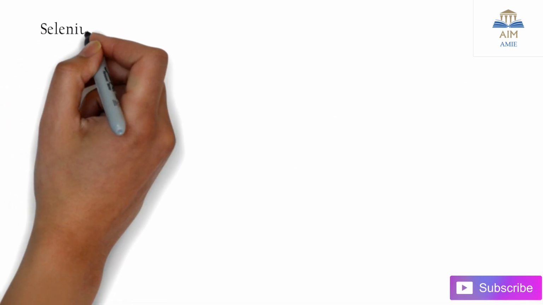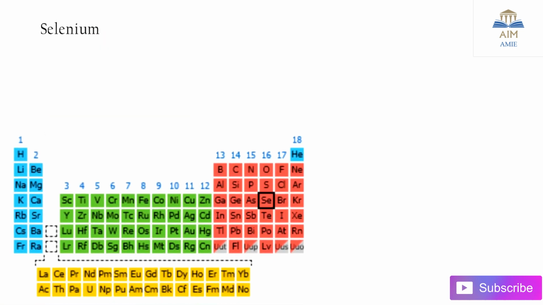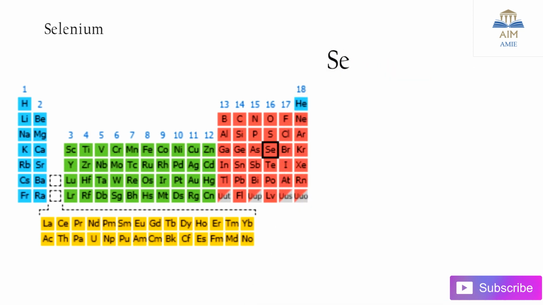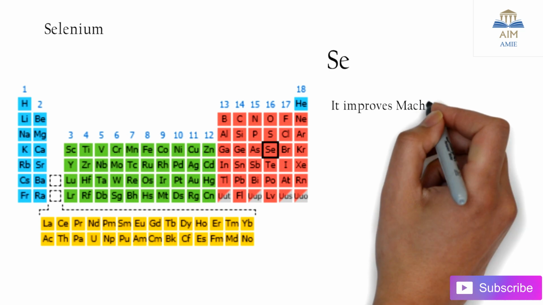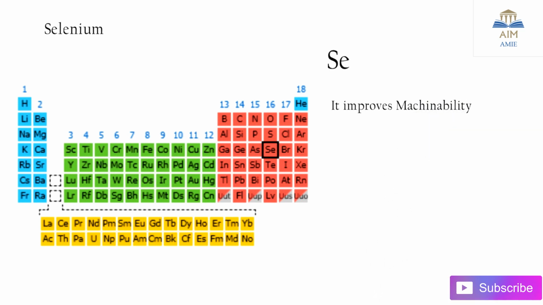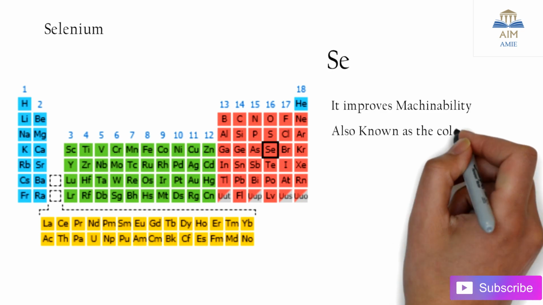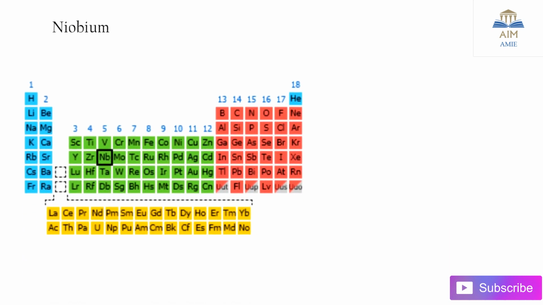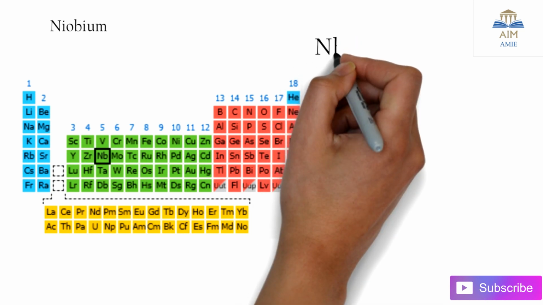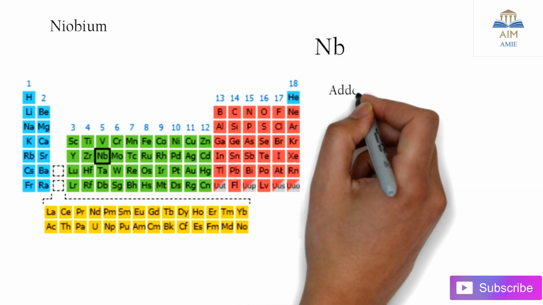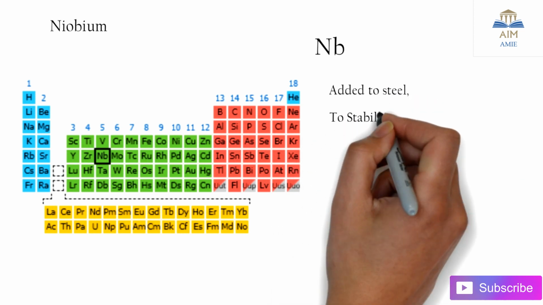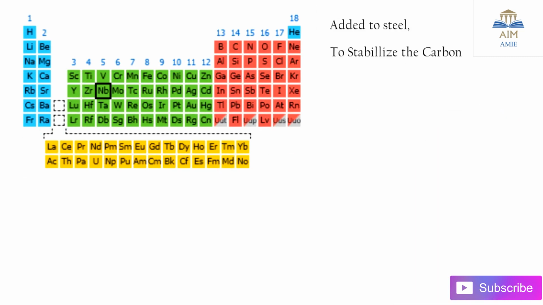The next is selenium. Selenium is also a non-metal, typically denoted by Se. Selenium improves the machinability of the steel. Next is niobium, also known as columbium, its pet name. Niobium is a transition metal element, typically denoted by Nb. It is added to the steel to stabilize the carbon content, like titanium also.